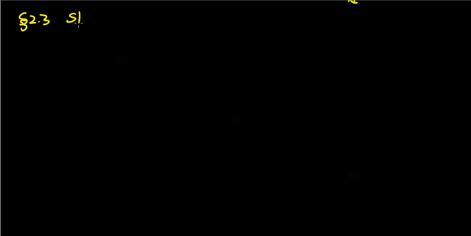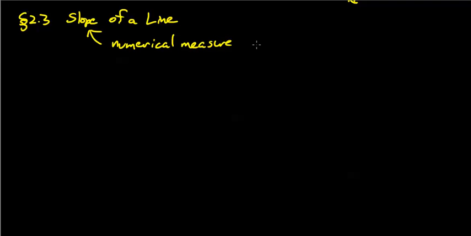This section is entitled Slope of a line. Now, what does the slope do? Well, it gives a numerical measure. Slope is really a numerical measure of what I call the steepness of a line.